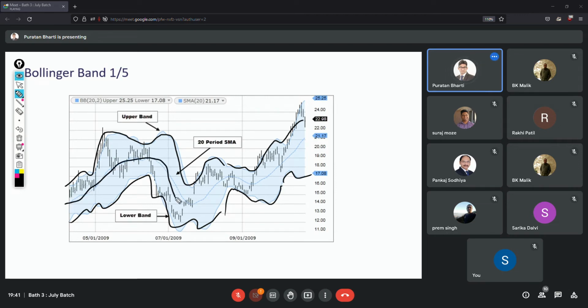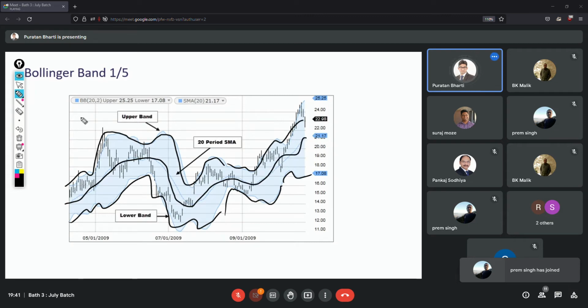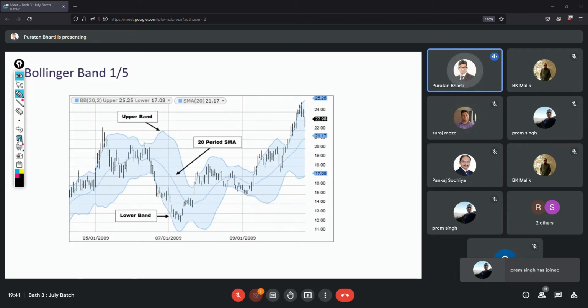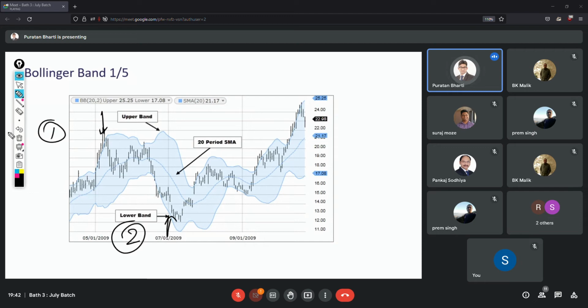There is a middle line also. Can you see that? Yes. We'll try and understand what that middle line is. All we understand is that on this screenshot, or this image that you have, there is an upper band and there is a lower band. That is observation number one. This is observation number two.